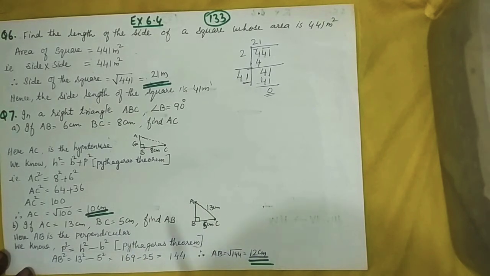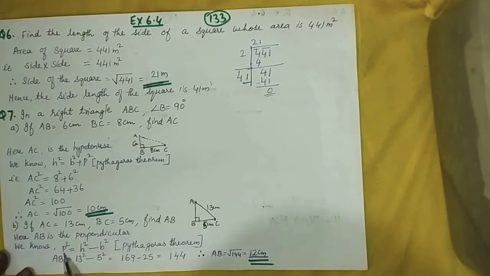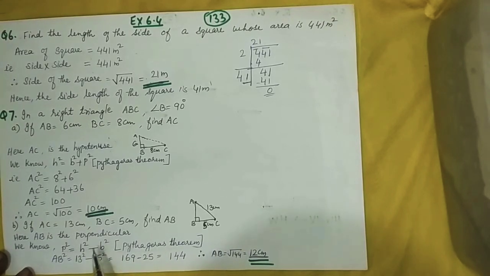Find AB. AB is perpendicular. Using the Pythagoras theorem, perpendicular square is hypotenuse square minus base square. That means our perpendicular square is AB square. AB square is 13 square minus 5 square. What is 13 square? 169. What is 5 square? 25.